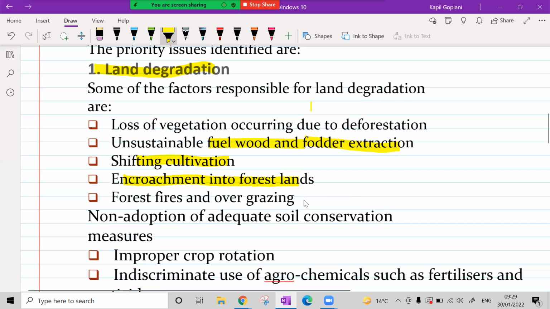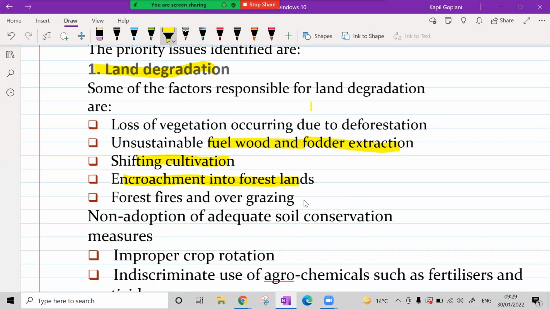And what is the difference between encroachment and trespass? Take for example, encroachment is mostly done in forest, because the forest is owned by the forest department and particularly, I can say, the government.